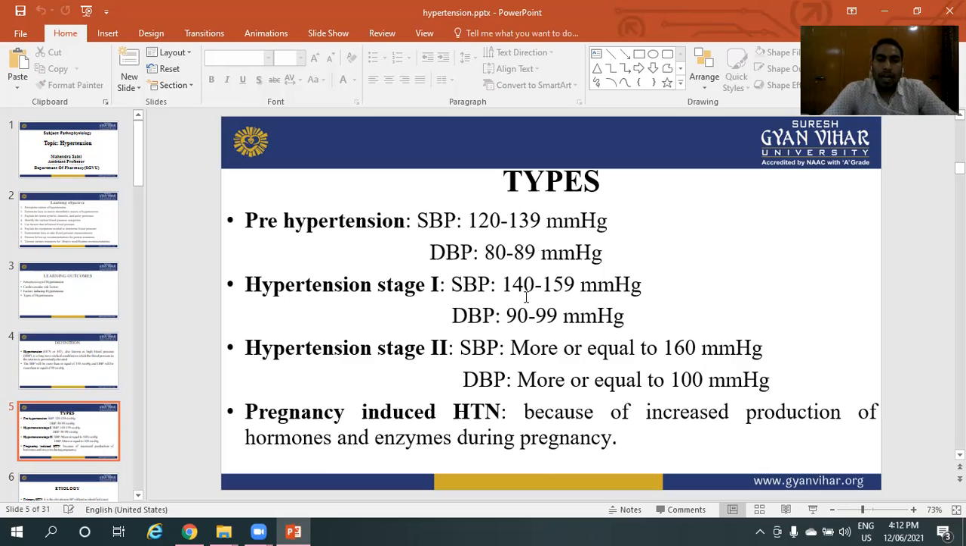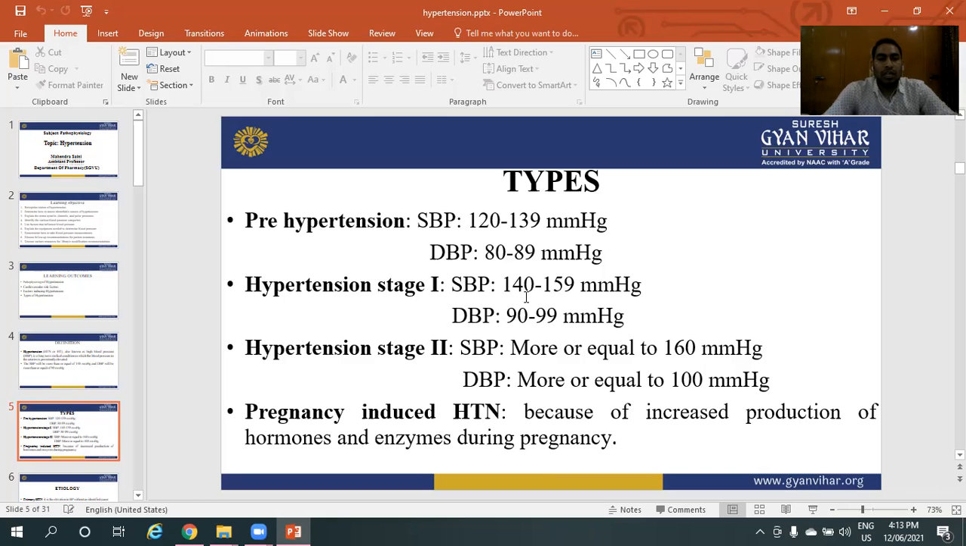Types of hypertension. These are the following types of hypertension. First, pre-hypertension. Second, hypertension stage first. Third, hypertension stage second. And fourth, pregnancy-induced hypertension.